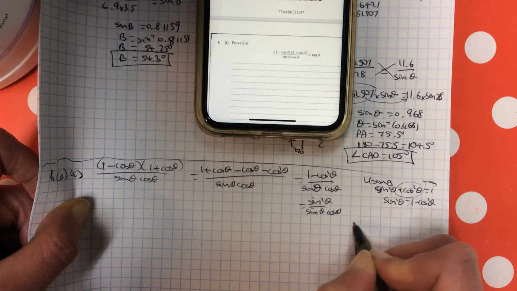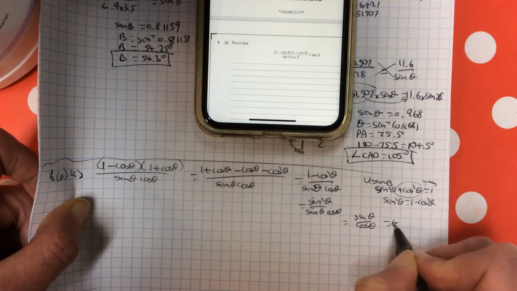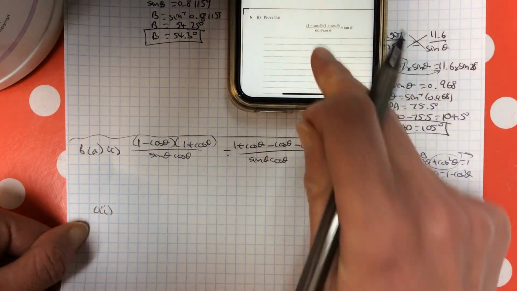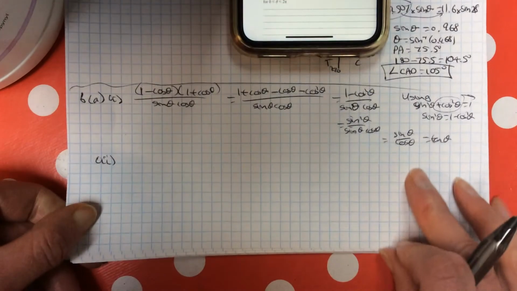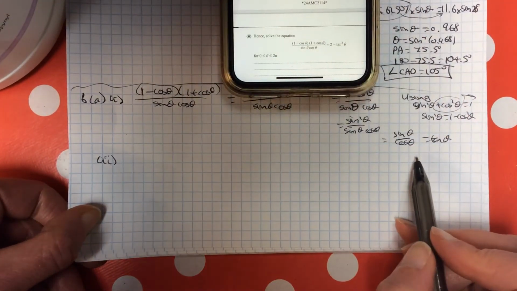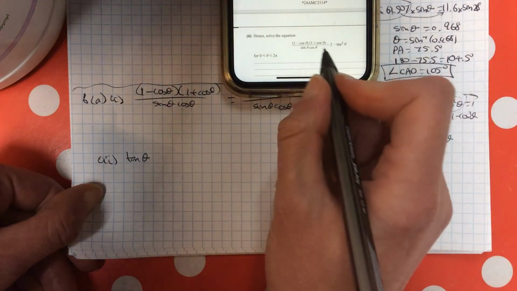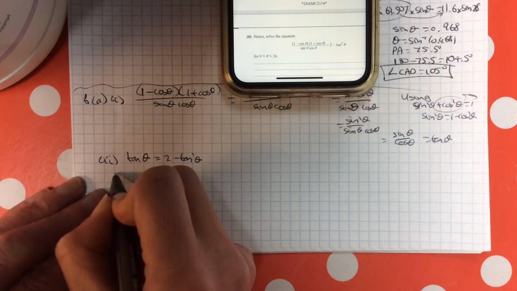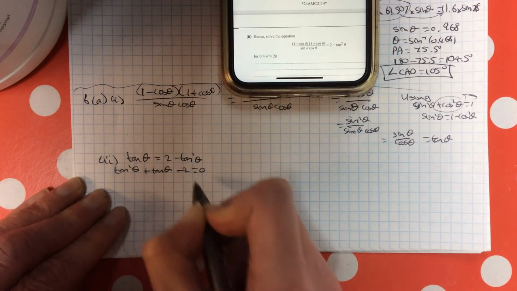Sine squared over sine cancels to give you a sine on the top. Got cos on the bottom. Sine over cos is tan theta, which is what they were asking for. Part 2 of this is a hence. So I'm going to use my previous answer. So instead of writing out this left-hand side, I'm going to write in there tan theta, because that's what I've shown it equals. Equals 2 tan squared. It's quadratic, so everything goes on one side. So tan squared plus tan theta minus 2 equals 0.